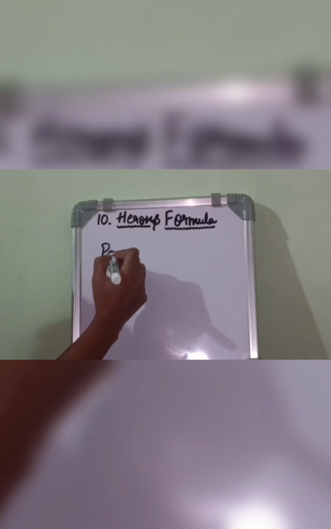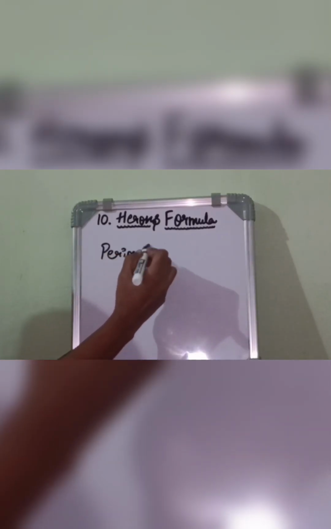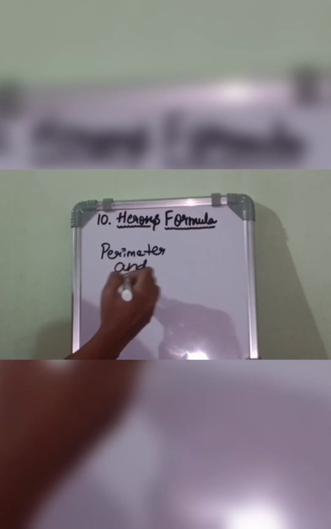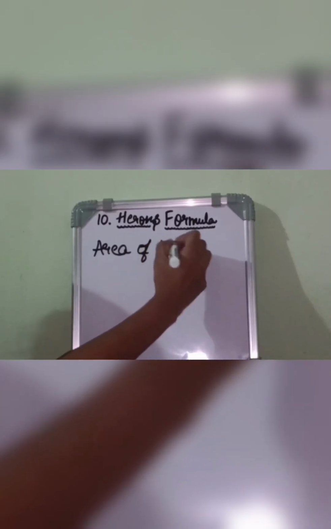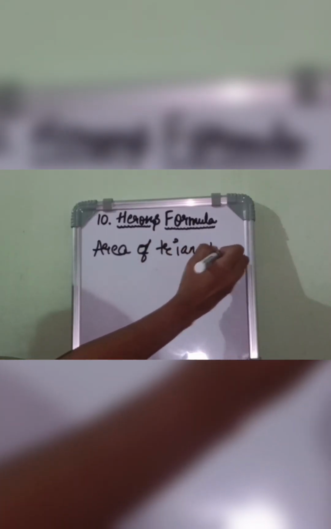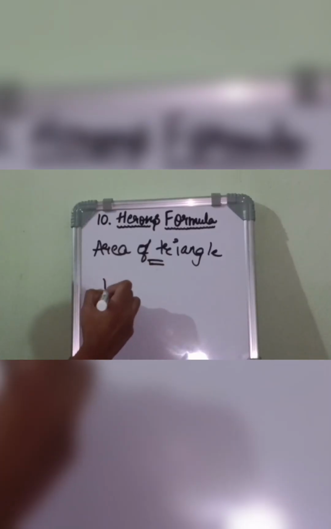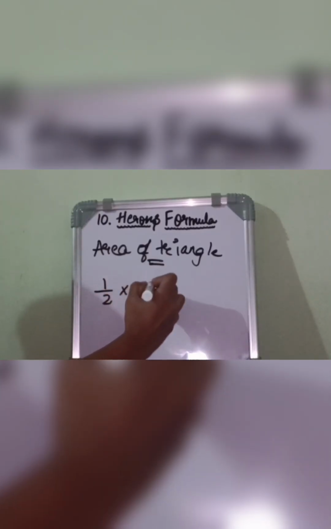In earlier classes, we have studied various figures, shapes and their properties. Also, we have studied perimeter and area of these figures. Now, in this chapter, we will learn a new formula about a triangle to find its area. Let's quickly recap the area of a triangle, which is equal to half into base into height.